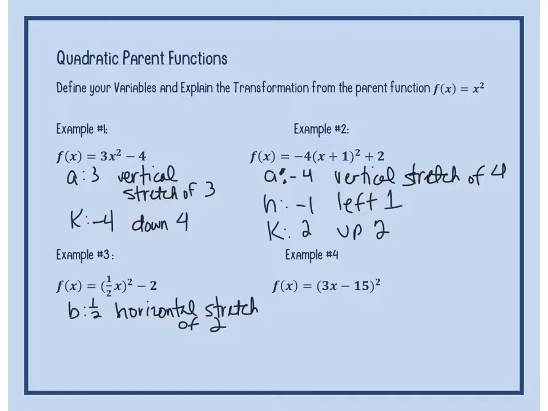Okay. The -2 at the end is not in the parentheses, and this means it's a k value. So k is -2, and this graph is going down 2.